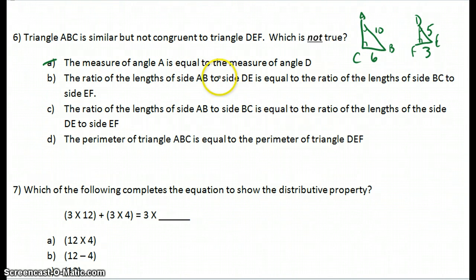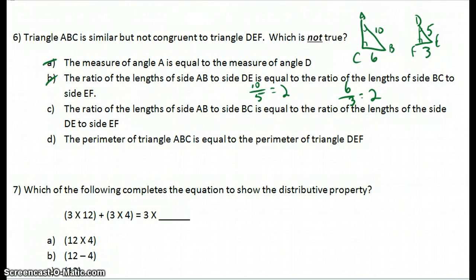Now it says the ratio of lengths AB to DE. AB is 10. DE is 5. Okay, and BC to EF. BC is 6. EF is 3. Both of these reduce down to 2. So that one is also true. Notice I didn't just pick these numbers out of the blue. I actually said that if these are similar, then they have to be multiplied or divided down. So 10 divided by 2 is 5. 6 divided by 2 is 3. It's just scaled. All right.